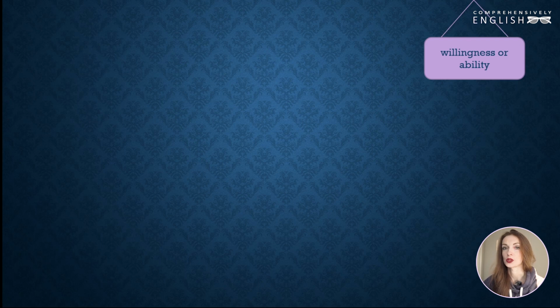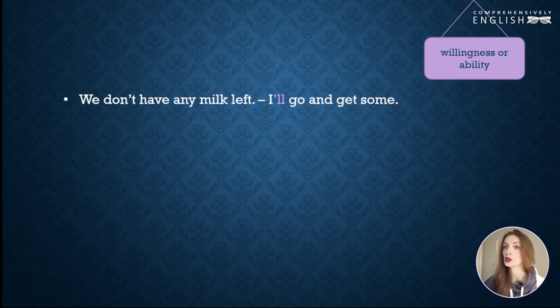Will expresses willingness and ability to do something. That's what I started with, and that's very important. Let's look at the examples. We don't have any milk left. I'll go and get some. So yes, you're talking about the future, but also you're talking about your readiness, your willingness, and your ability to do it, to go and buy some milk. I'll go and get some.